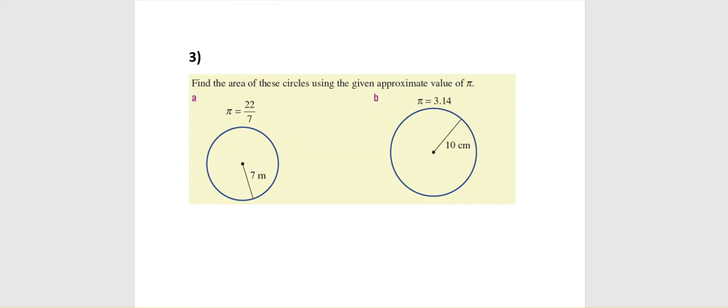Okay, our next questions involve finding the areas of circles. And if you read the question, it says, instead of putting pi into your calculator, they want you to use pi as a fraction here, 22 divided by 7. And the next one is asking you to use pi as 3.14. So you have to be able to work with fractions and also multiply with decimals. So if you have to revise those skills, please do so.